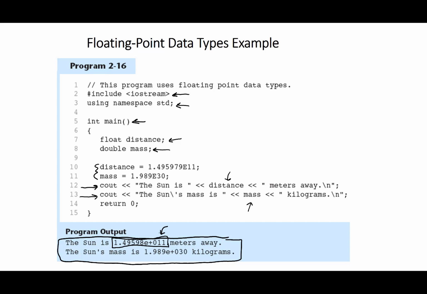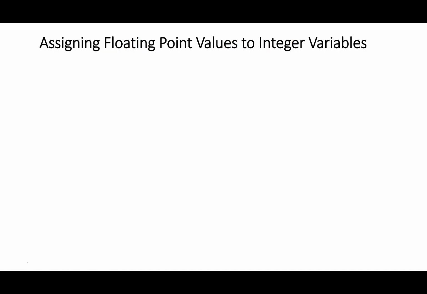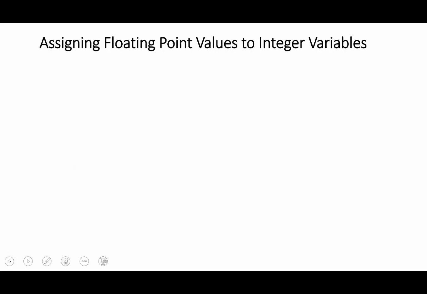So let's look at what happens if we try and mix floating points and integers. You can end up with some weird things doing this. Let's say that we have an int number, so we have an integer that's named number. And let's say that we try and assign a floating point number to this number. So number is equal to 7.5.